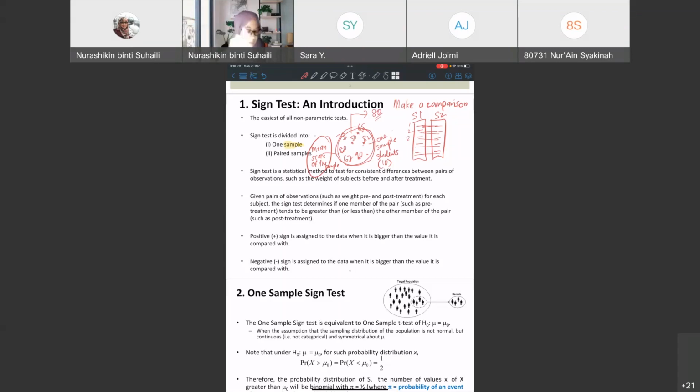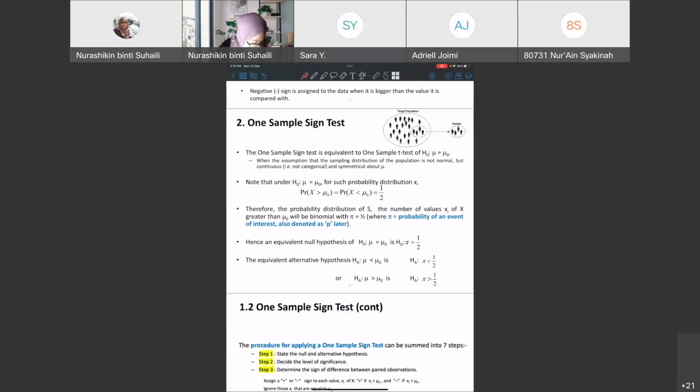Okay, but this is one of the tests that you want to cover lah. And the good thing about this test is that it might be useful in certain conditions whereby you may not need to know much about how much. Okay. Apa lagi yang you kena faham sini?